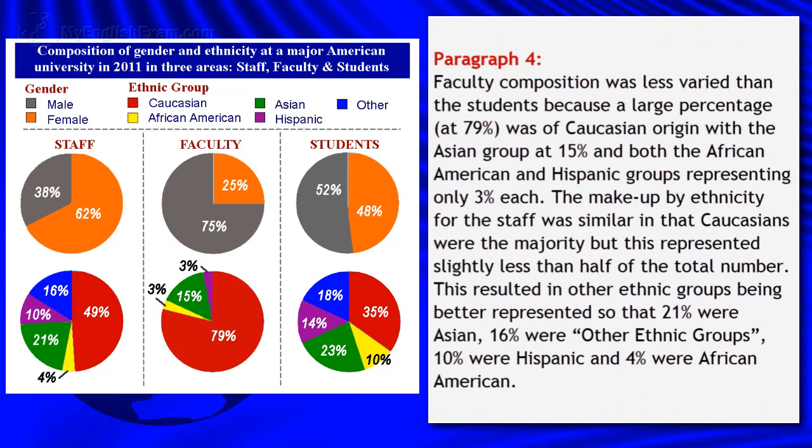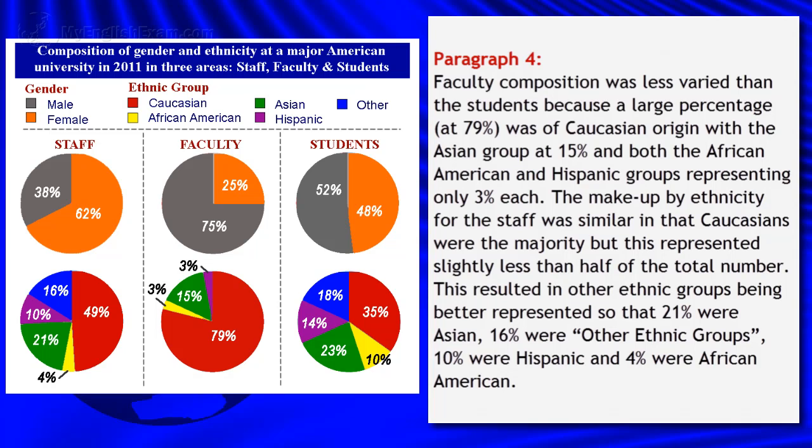Faculty composition was less varied than the students, because a large percentage, at 79%, was of Caucasian origin, with the Asian group at 15%, and both the African American and Hispanic groups representing only 3% each.